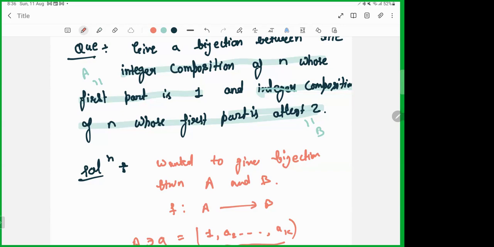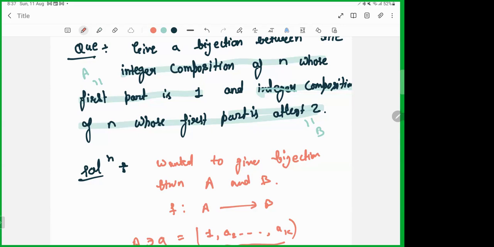But what if this first part is three? Then what? So we can have two. There's no problem with it. Why? Why would there be a problem there? If you start with 2, you then should show a bijection again. First part is 2 and first part is anything other than 2. That there is a bijection between them. That's what you are saying.